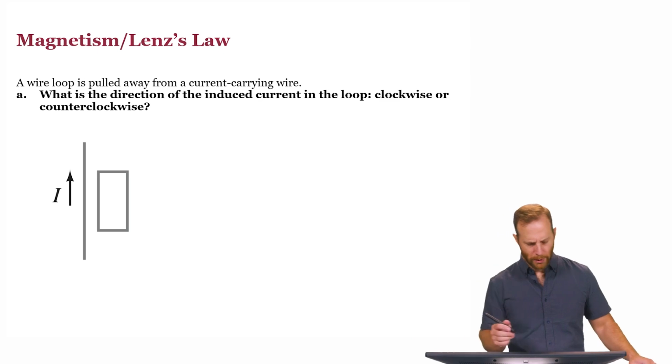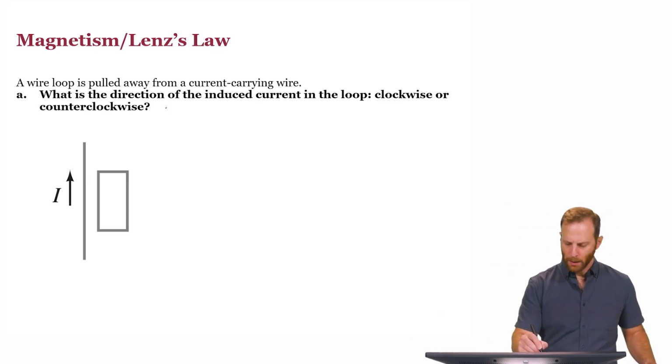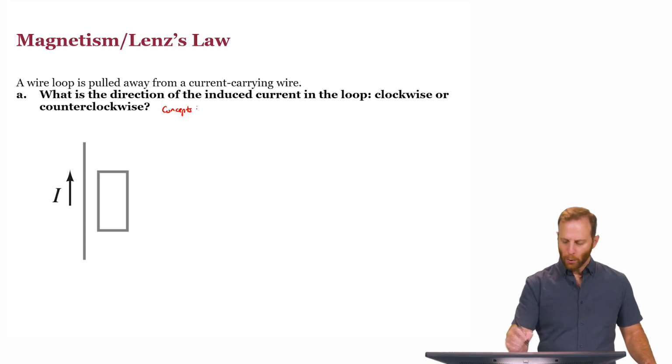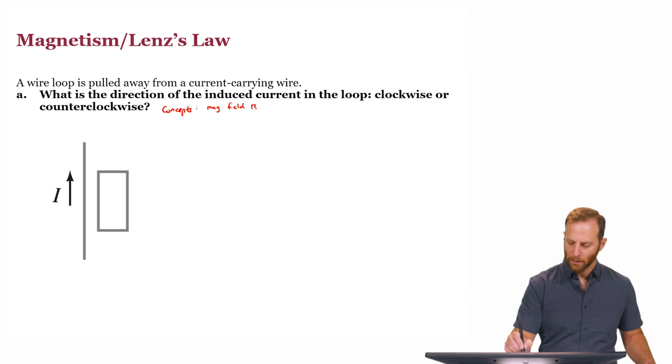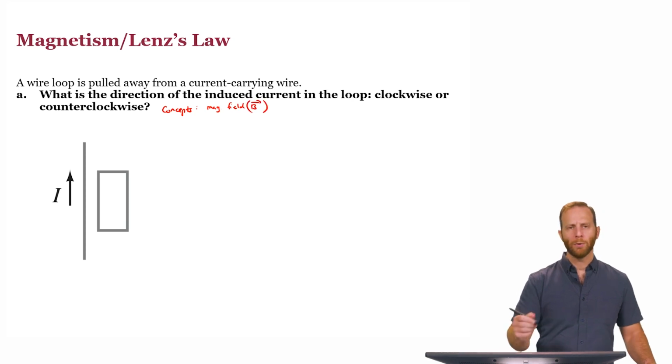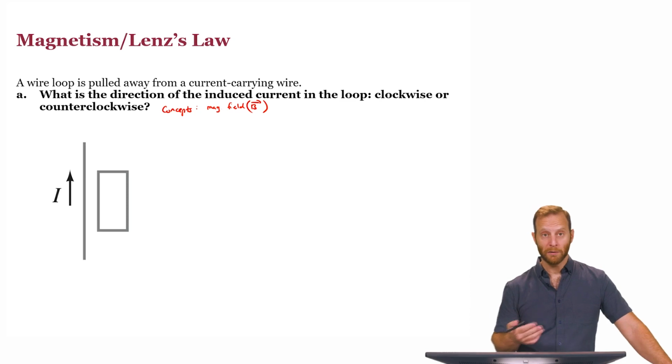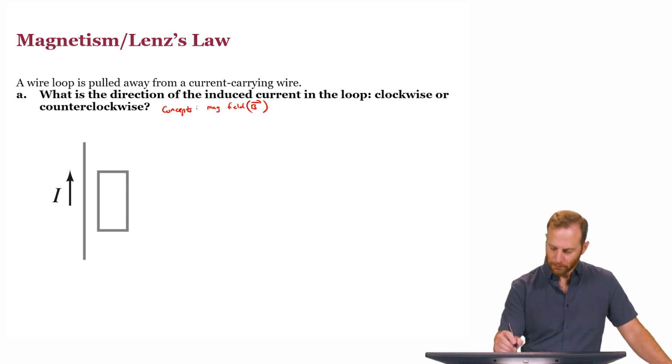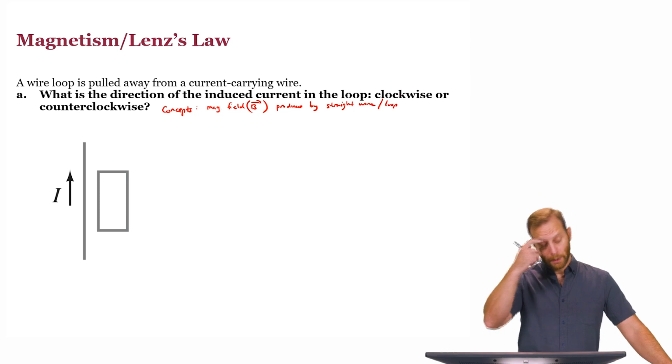Several concepts that we need to invoke here. So we are dealing with magnetism. We need to think about what is the magnetic field, symbol is B, produced by both a long or infinitely long wire, and what is the magnetic field produced by a loop? Produced by a straight wire and also a loop of current.